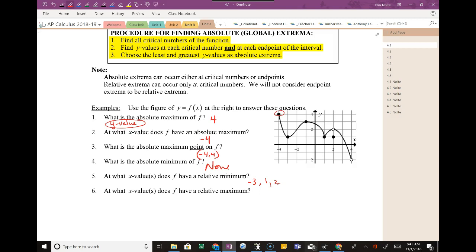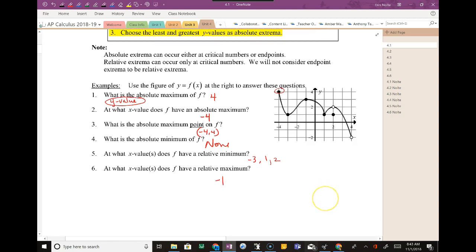What about number 6? Can you tell me the x values where you have relative maximums? X values where we have relative max? -1. And that's it. That's all you can do. You can't say that 2 is a relative max because there's a hole there. It's not a point. So that's it.